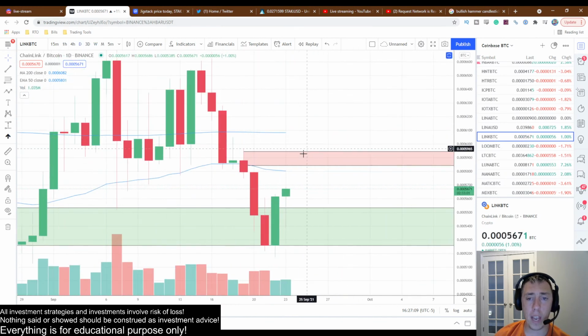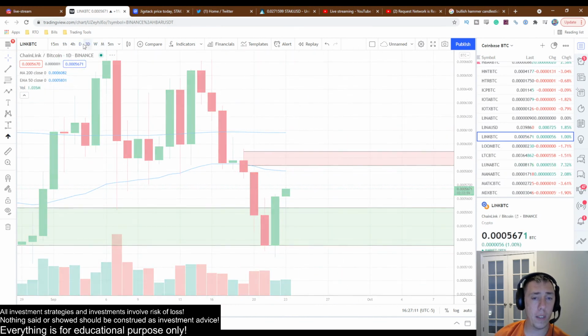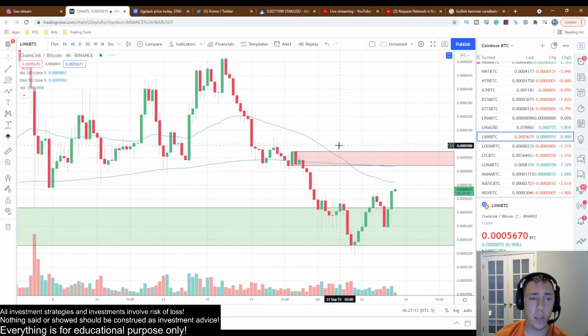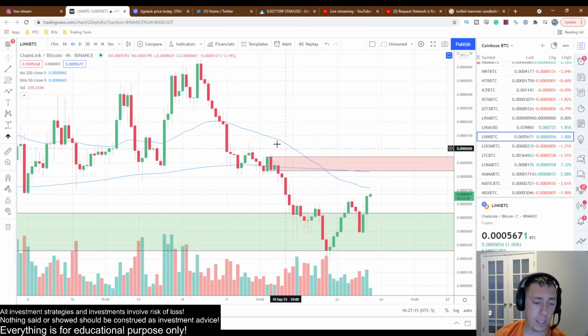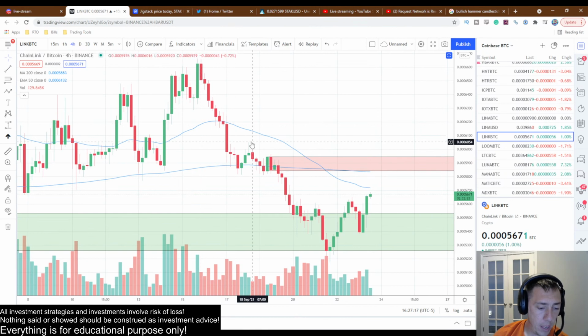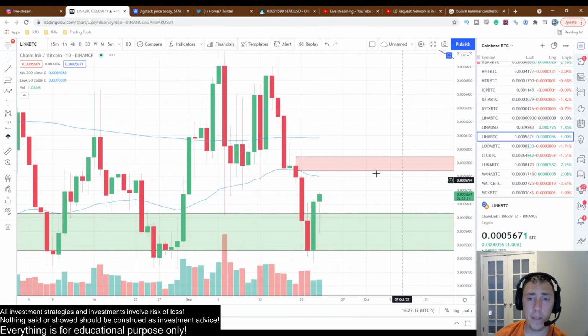This is, I believe, a daily. Nope. 3-day maybe. Nope. 4-hour. Yep. I think it's still significant to a certain extent. That's right. Hammer candle, guys. We love these hammer candles.